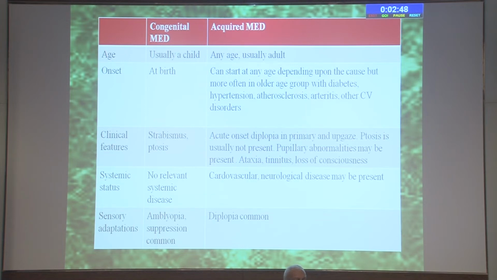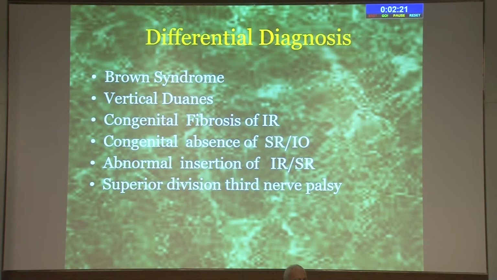In congenital MED, strabismus and ptosis are the prominent features. However, in acquired MED, acute onset diplopia is a primary feature and ptosis is not a prominent feature. Systemic status: in congenital, there is no relevant systemic disease. However, in acquired MED, cardiovascular and neurological diseases may be present. In congenital MED, amblyopia and suppression are common. However, in acquired MED, diplopia is more common.